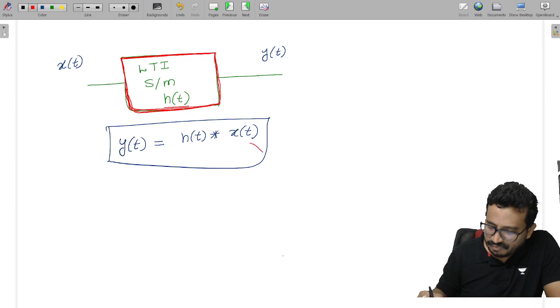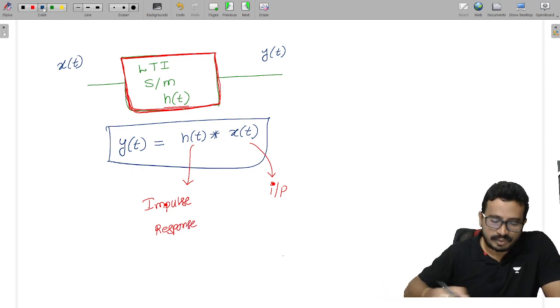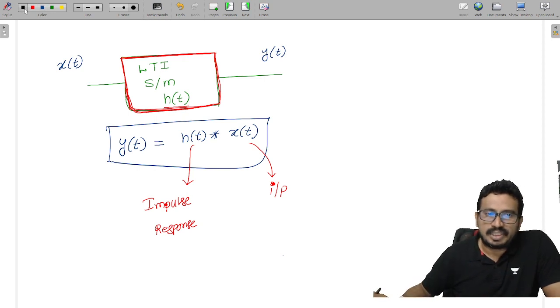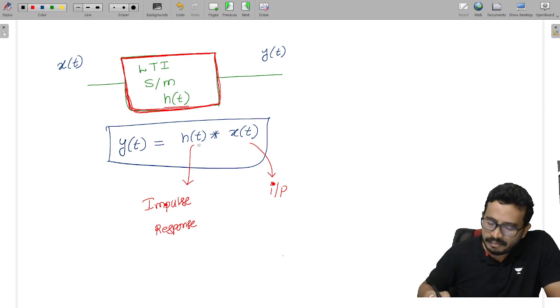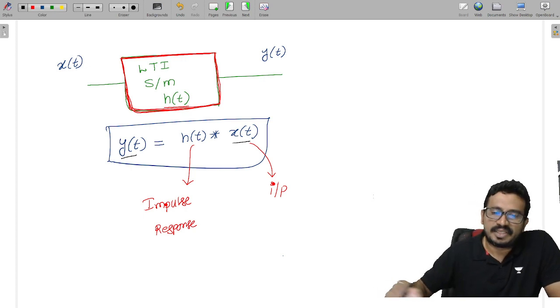Here x(t) is the input, and h(t), which belongs to the system, is called the impulse response. Generally we analyze the nature of the system with the help of h(t). If we don't know h(t), we can analyze using the input output relations. Let us see how we can analyze the stability of a system in different ways.